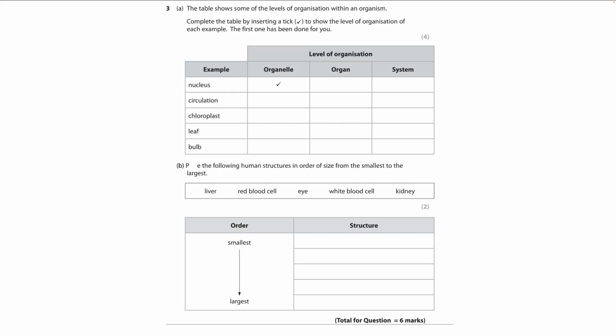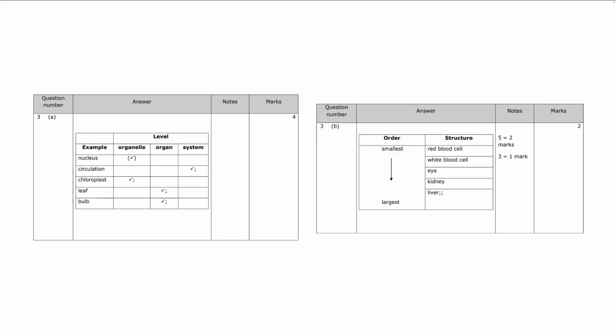Now try this very last question. Here's how I answered it, and here's the mark scheme. We know the nucleus is an organelle, and the circulatory system is an organ system. Chloroplasts are also organelles, leaves are organs, and bulbs might have actually been a tricky one. But if you don't know what bulbs are, I mentioned them earlier, and they're basically a sort of underground stem that a plant makes to store carbohydrates and a few other things, making them also organs for those plants, since it's a stem, which we know is an organ.